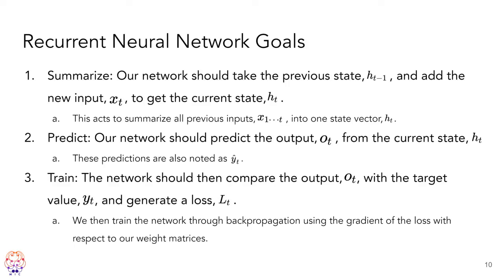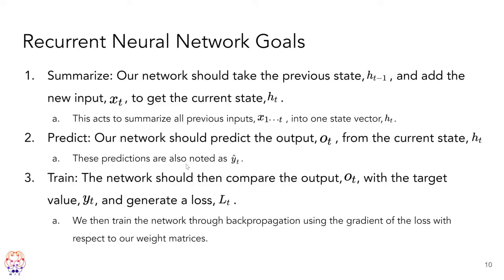All right. So we have some goals of predicting in our neural network. We want three things. First, we want to summarize, which is basically summarizing all of the previous data so that we have one single state, as we talked about. Our second goal is predicting: we want to predict the actual value of y. And our third thing is training, so we want some way to learn our parameters.